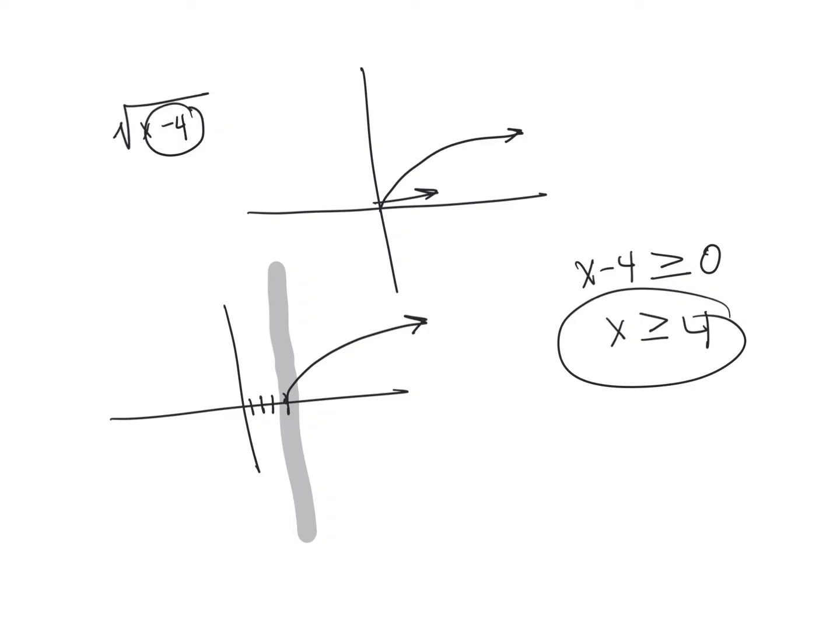This is when you have points. So our interval notation would be from 4 up to infinity, and you're actually including 4. So 4 to infinity would be your domain.